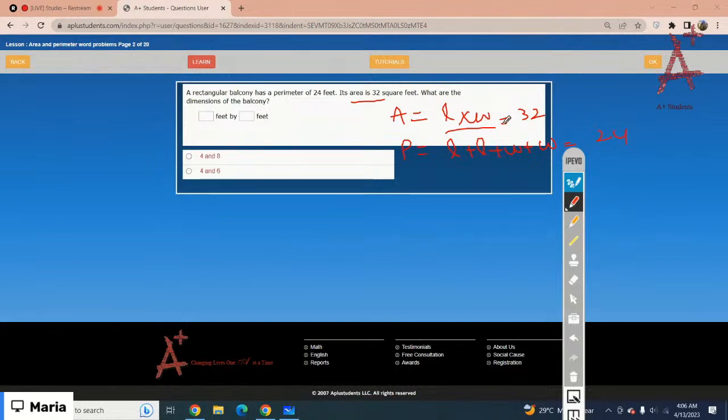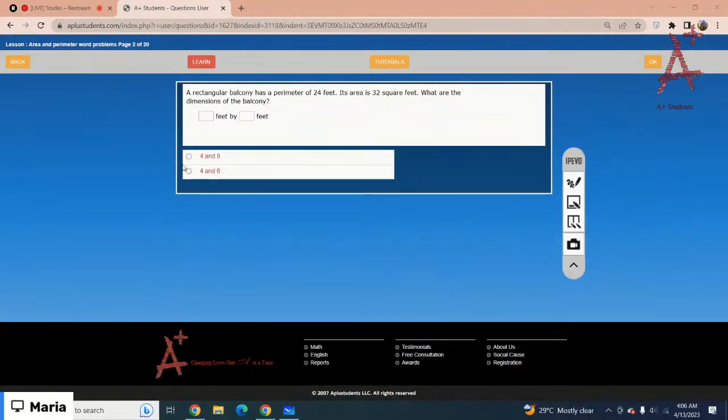4 times 8 makes 32. Yes, it makes 32. Add and see if it makes 24. 4 plus 4 plus 8 plus 8: 4 plus 4 is 8, 8 plus 8 is 16, and 16 plus 8 is 24. Yes, that means the correct option is 4 and 8. So option number 1 is the correct option.